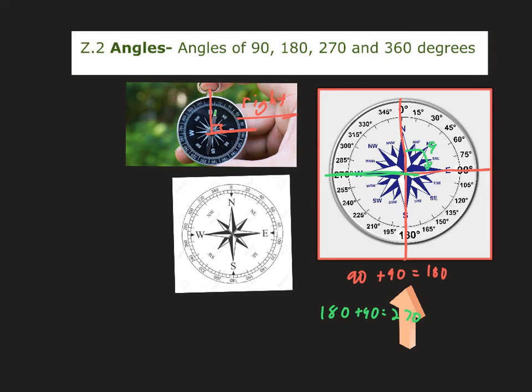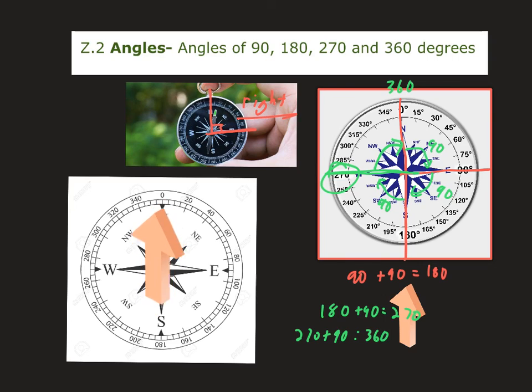Right, here's 90 plus 90 more plus 90 more. I have 270. And finally, if I go 270 plus 90, I would get 360. That's this last turn, 360.